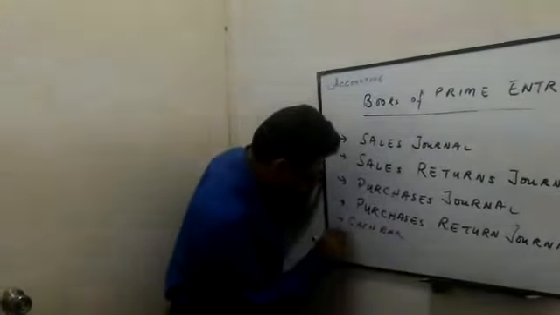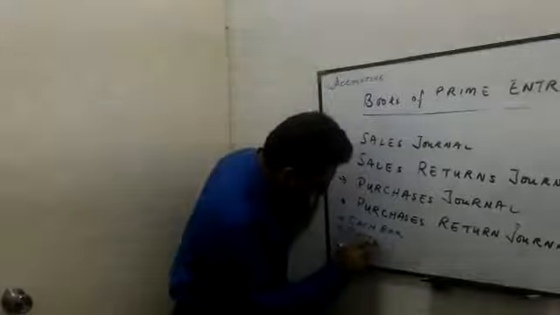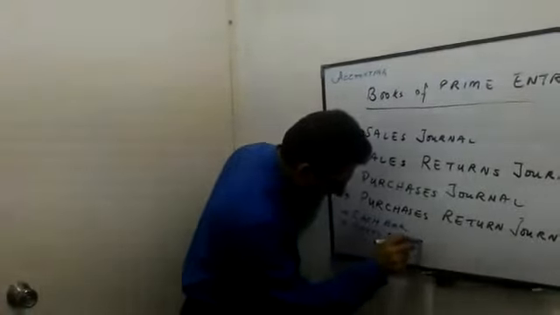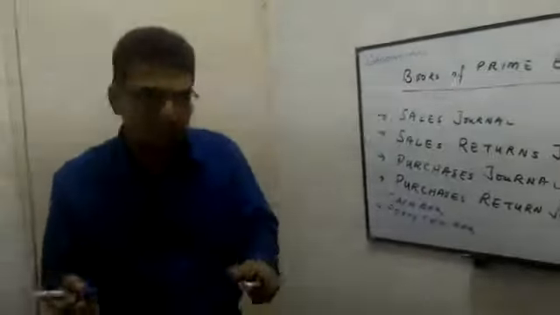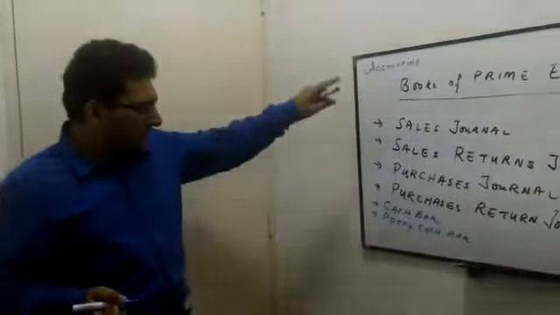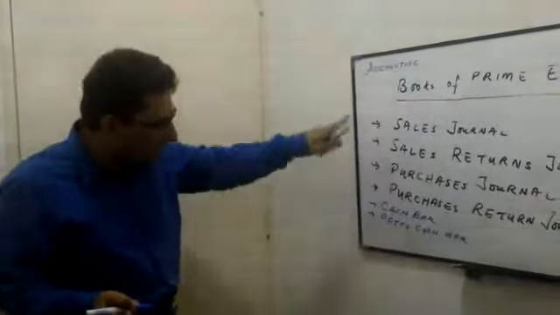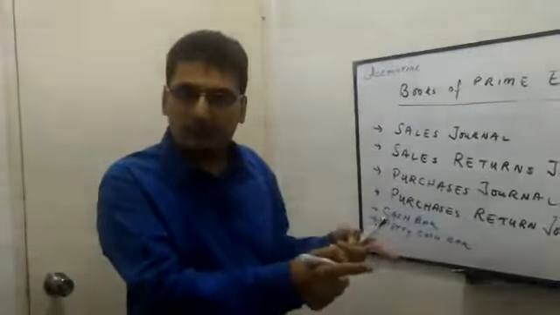Remember I told you that we have seven books. So you have only four books. What are the three others? The three others are here. One is the cash book, and we have the petty cash book.